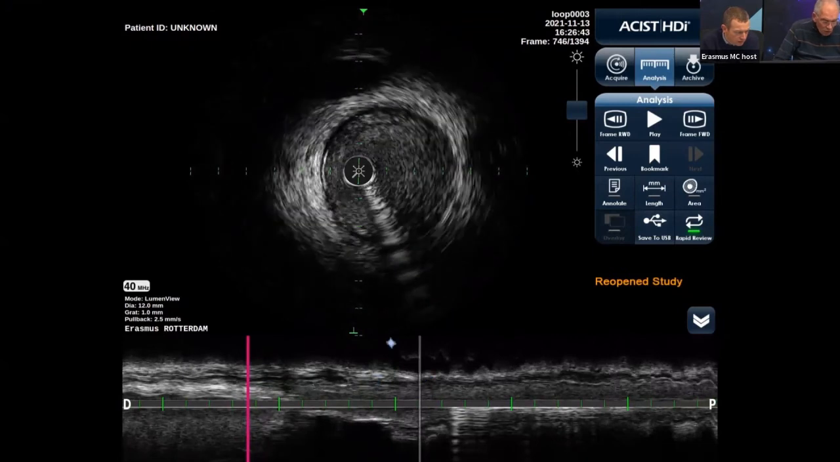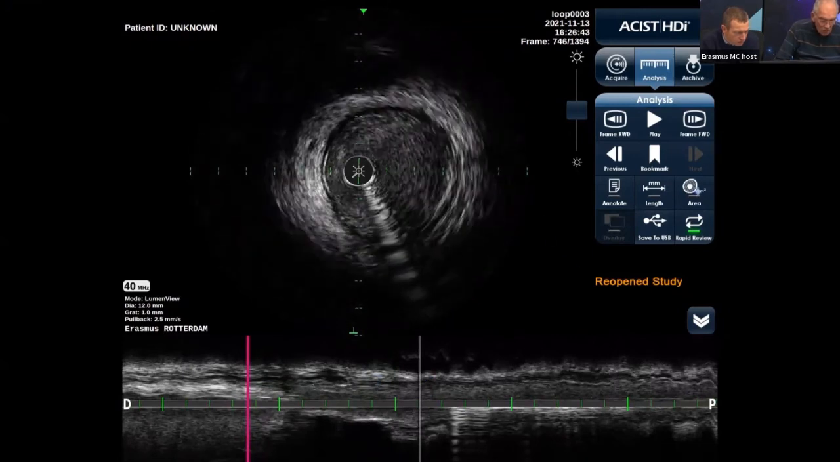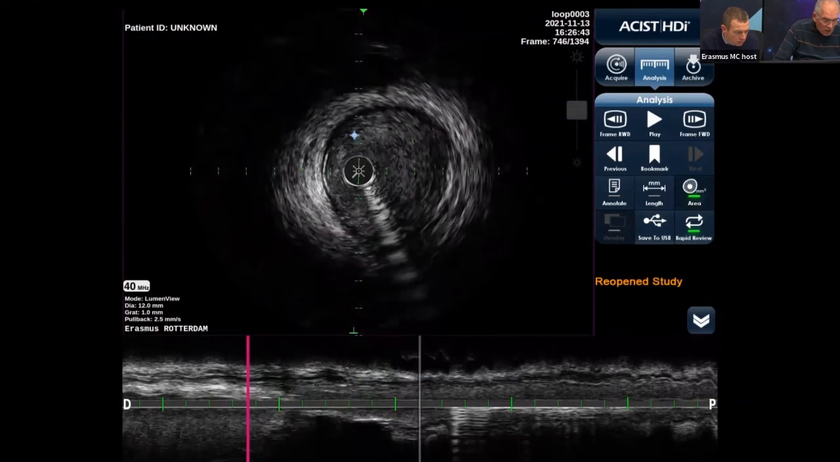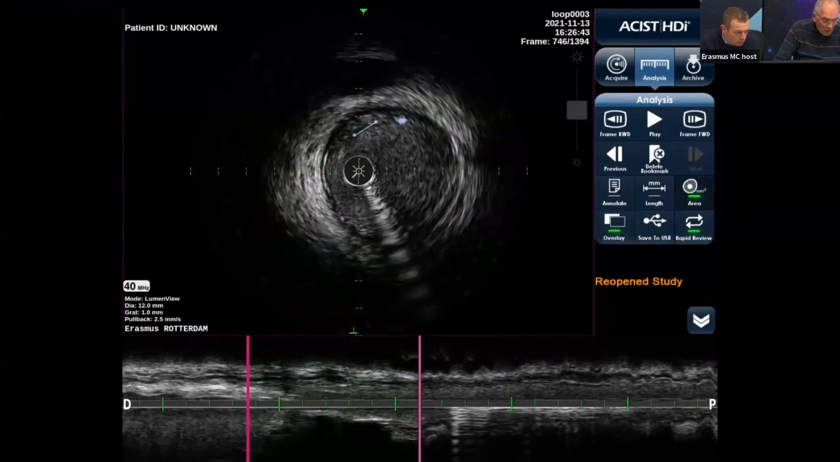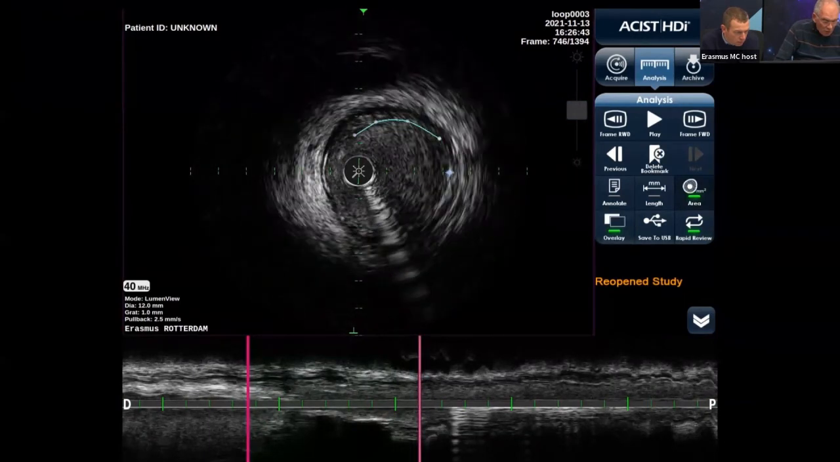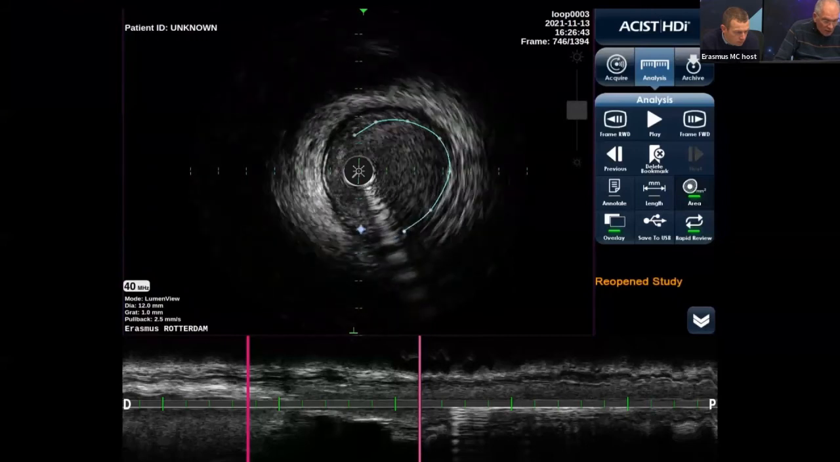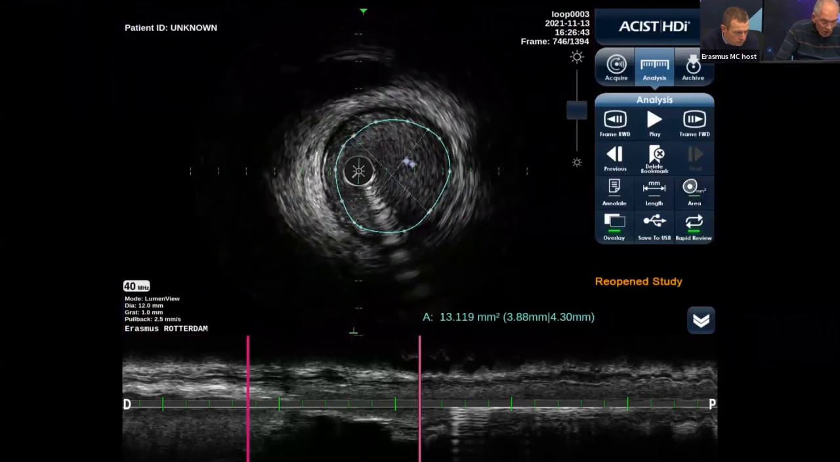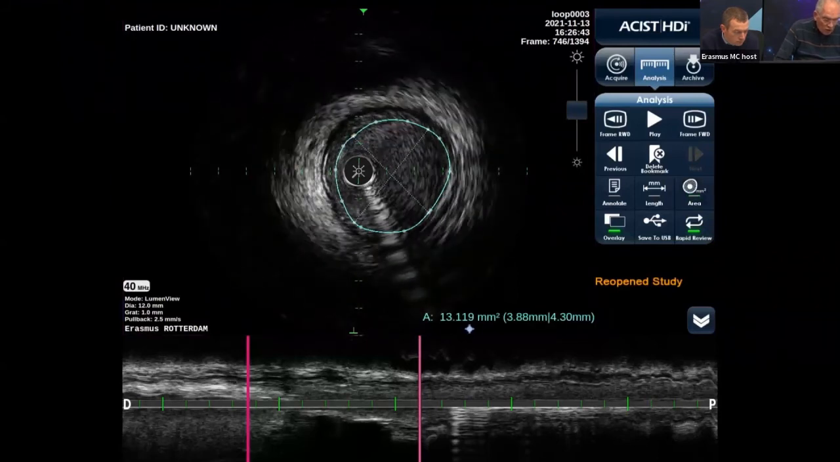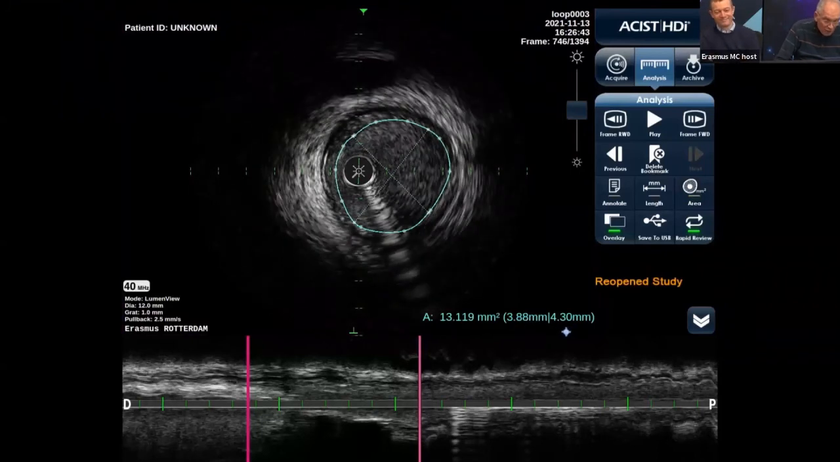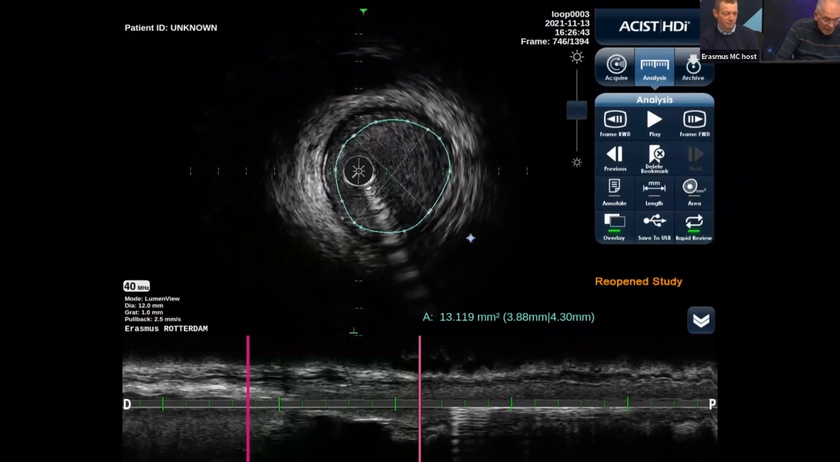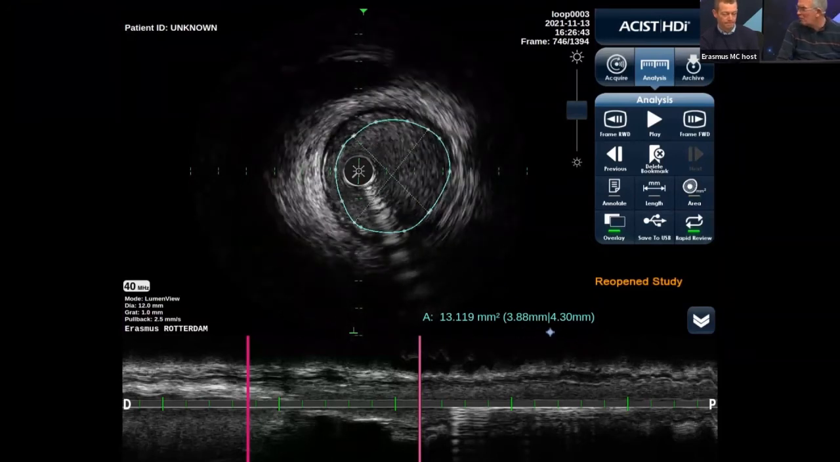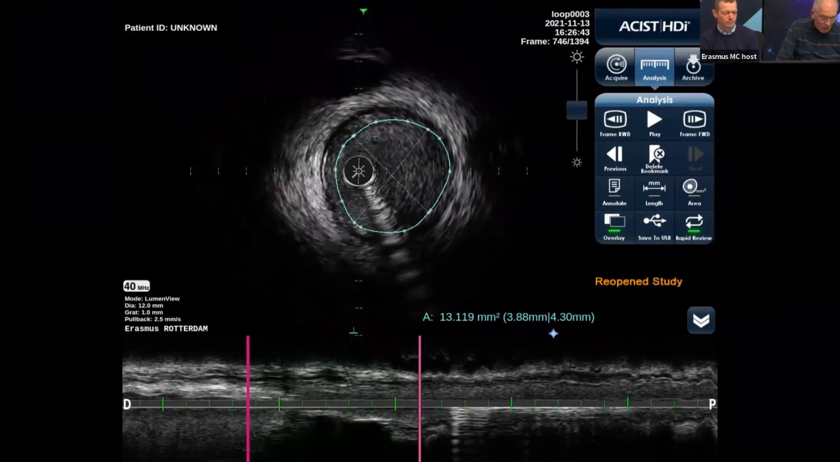Now I will measure the size, and then automatically the machine gives us the values. I do it in a bit different way. Now I make clicks. First, I did it by hand. It depends on how you like it. So 13.1 square millimeters, but automatically and for free, thanks to ACIST, we get the maximum and minimum diameter in this cross section: 4.3 millimeters by 3.8.